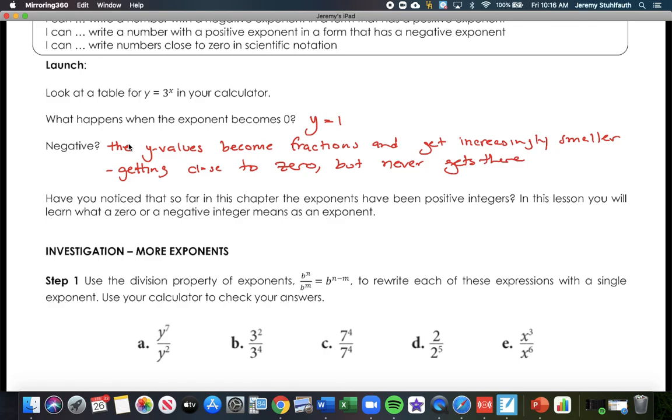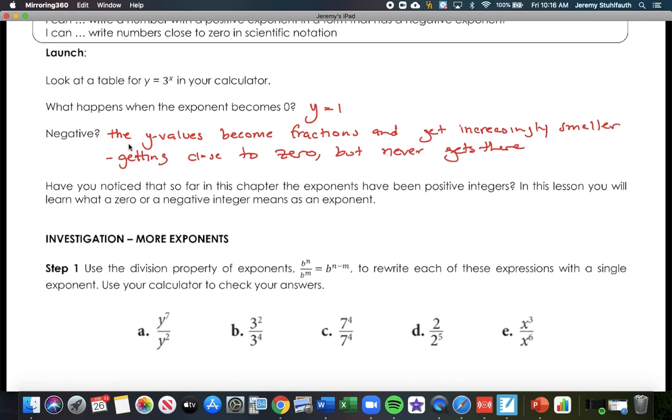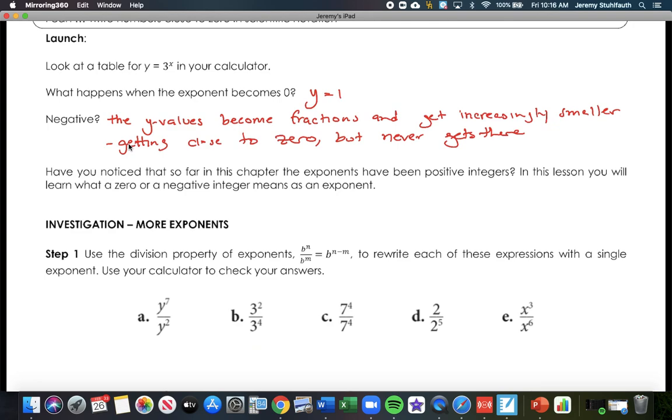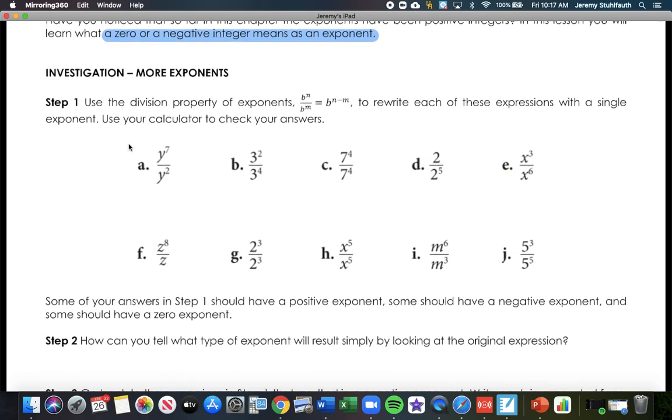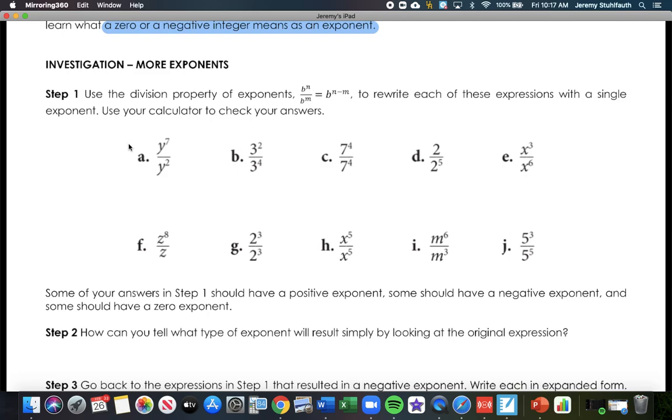Okay, so let's go ahead and explore these exponents. Maybe you have, maybe you haven't, but you might have noticed that in this chapter we've only used positive exponents. So we're going to explore what happens when you have a 0 or negative integer as an exponent. In this first step of the investigation, we're going to use the division property from our previous lesson, where you have b to the n divided by b to the m, and we know that is equal to b to the n minus m.